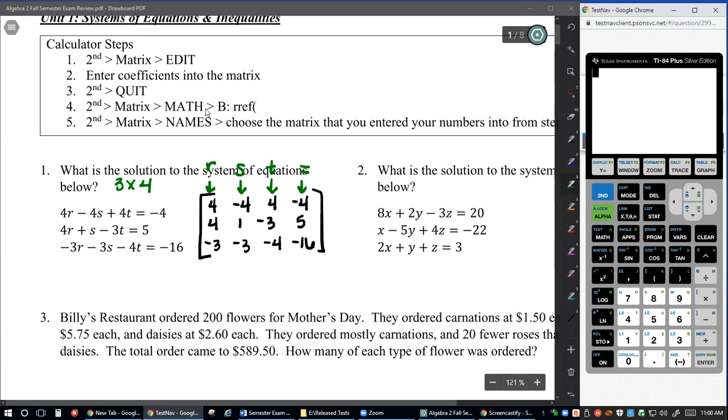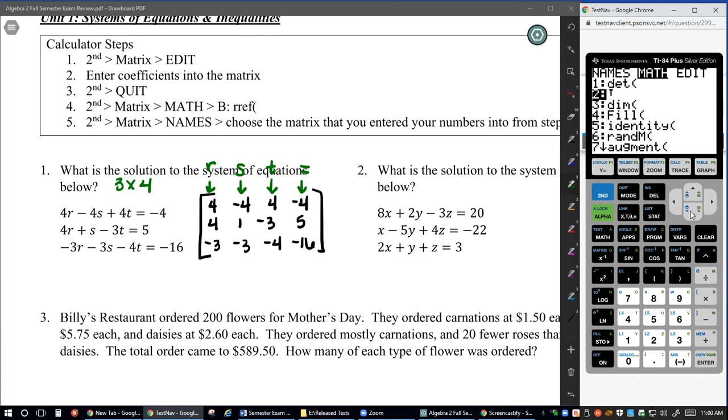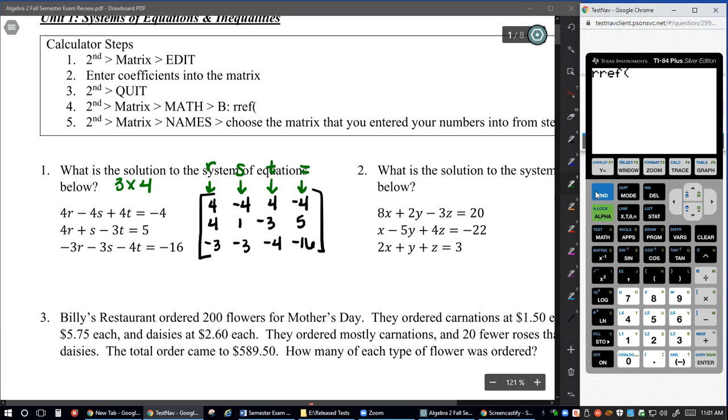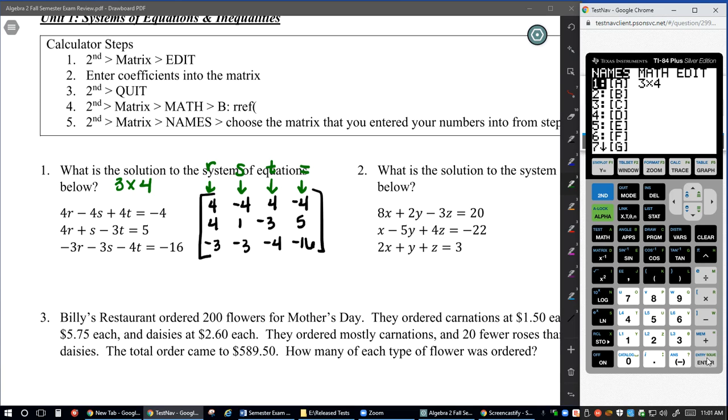That's step number 3. Step number 4 says second matrix math and then the RREF. So second matrix math and then RREF. We have to tell the calculator what to do. And then now we have to tell it which matrix it wants to do this on. And so second matrix and names. Second matrix names. And then we're going to choose letter A, which is the place that we put our matrix into. Once you're here, simply press enter.